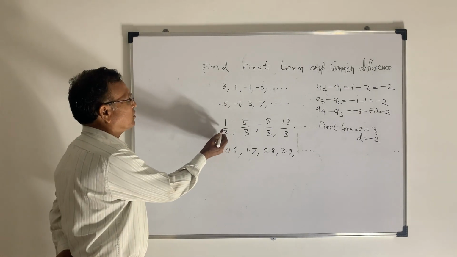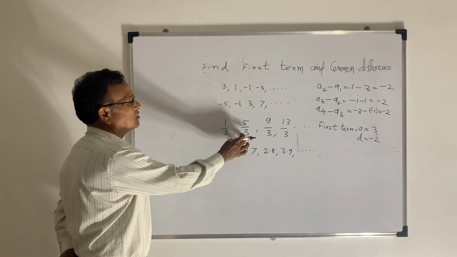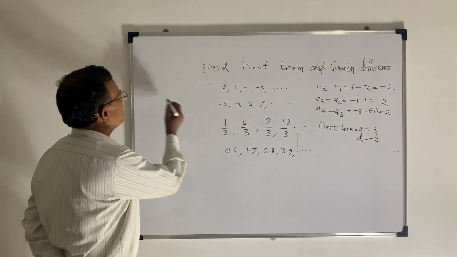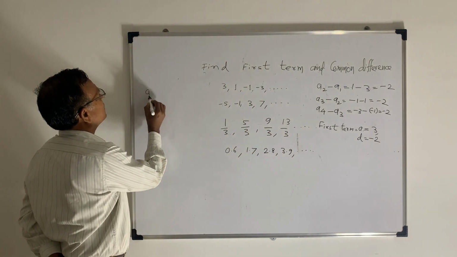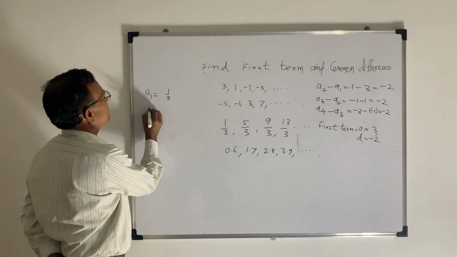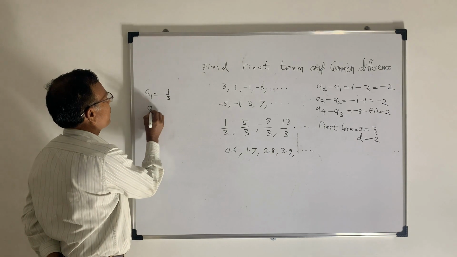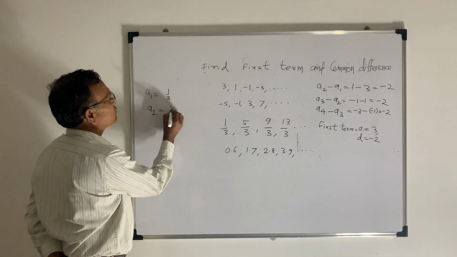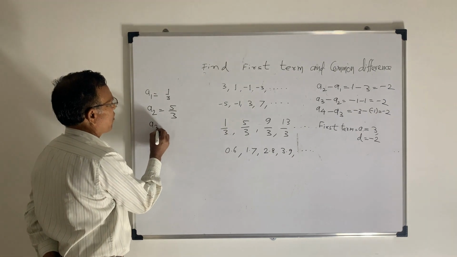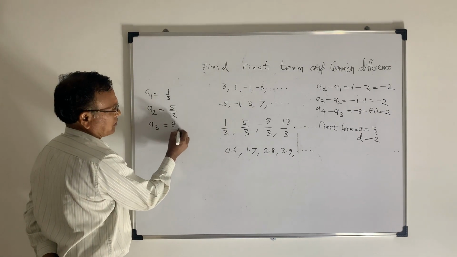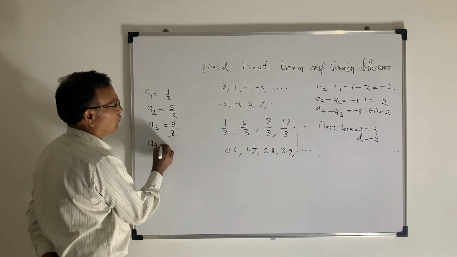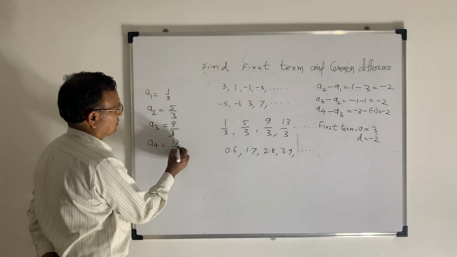इसमें फर्स्ट टर्म 1/3, सेकंड टर्म 5/3, थर्ड टर्म 9/3 है। इसको भी आप इसी प्रकार से लीजिए। a1 इज 1/3, a2 इज 5/3, a3 इज 9/3, and a4 is 13/3.